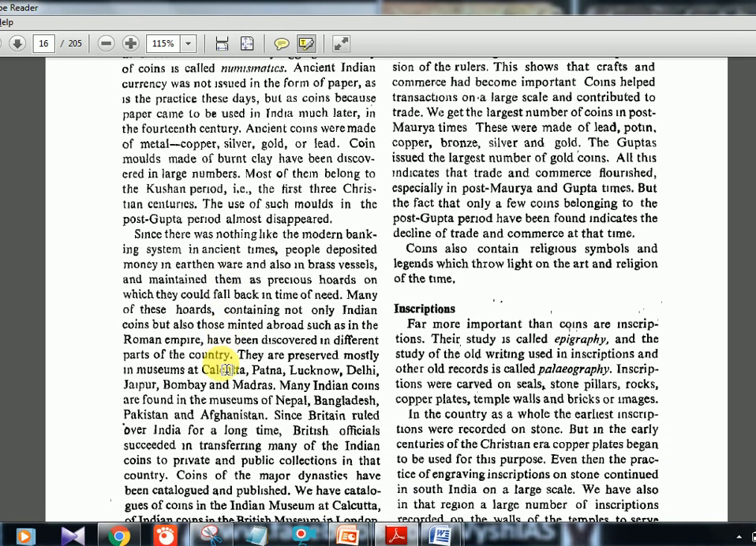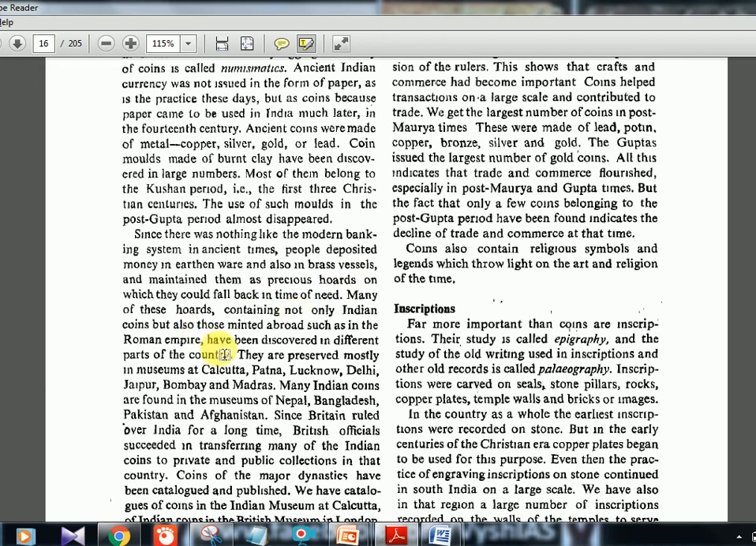Now, since there was nothing like the modern banking system in ancient times, people deposited money in earthenware and also in brass vessels and maintained them as precious hoards on which they could fall back in time of need. So at that time there is no bank, right? So they will store everything in vessels. Okay, so these earthenware or brass vessels, that you should know.